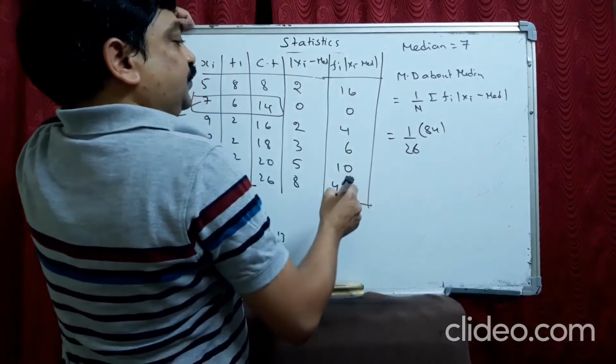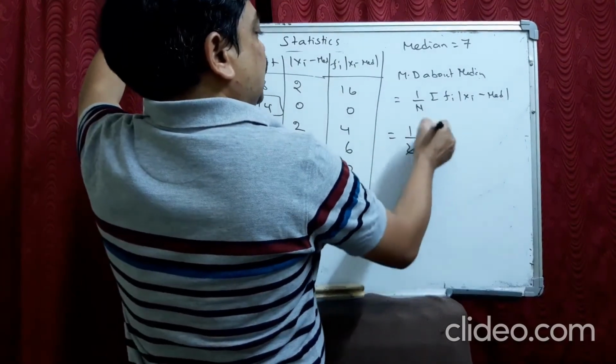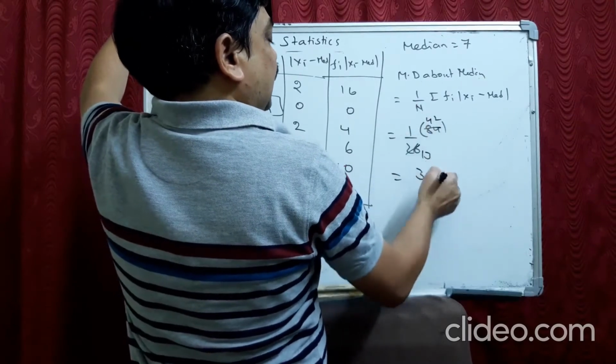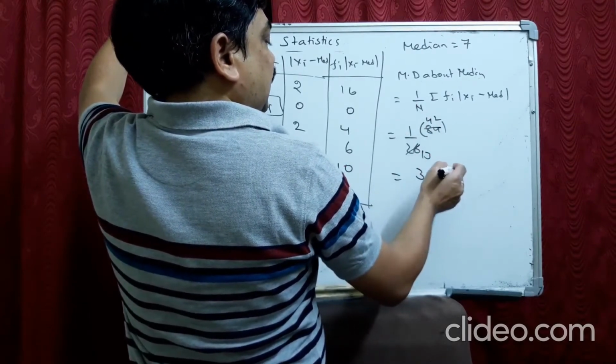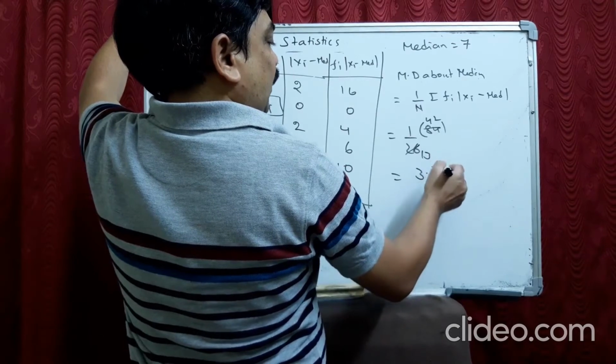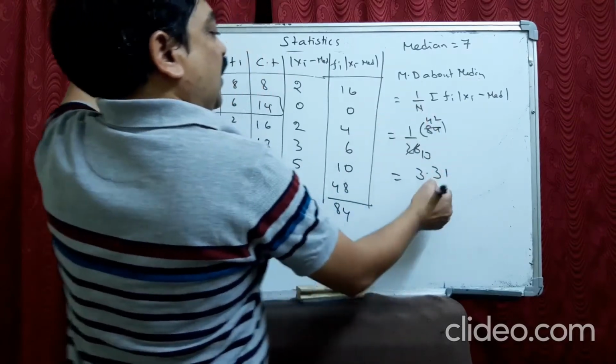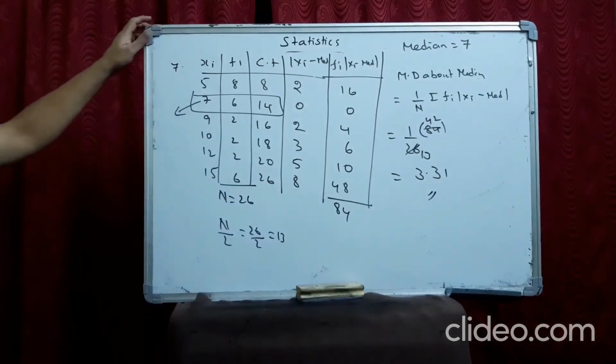2 13s are 26, 2 42s. 13 3s are 39. 40 again, 13 3s are 39. 1 will be there. You can write 3.31. You can leave that. Okay.